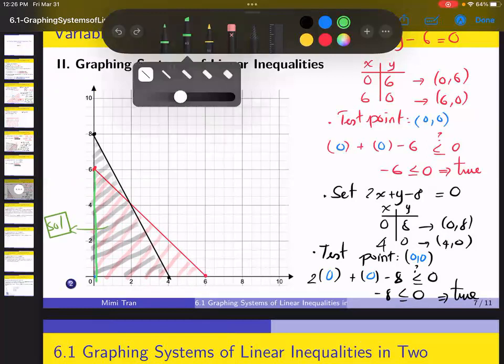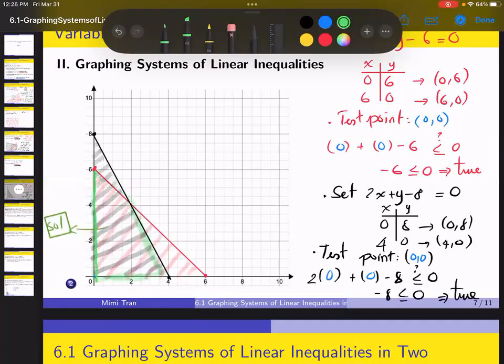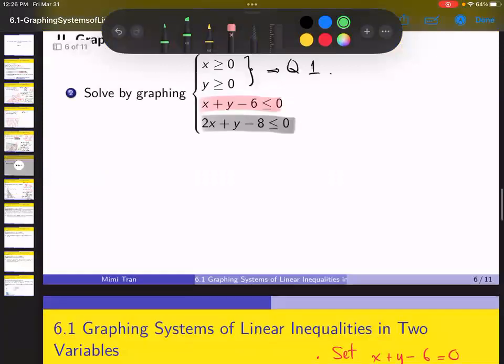Let me move this so it's not too dark. What's the solution? What's the region of solution? They call that the feasible solution. Later we're going to study it, we call that the feasible solution. If you pick any point in that region and plug it into both inequalities, both will be true, right?